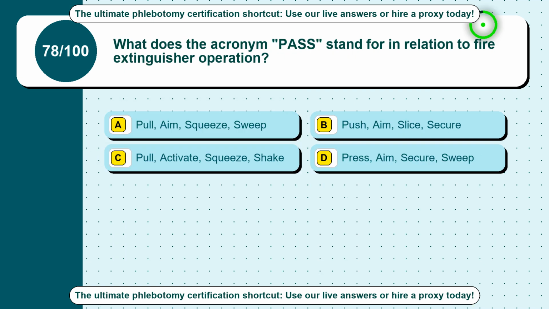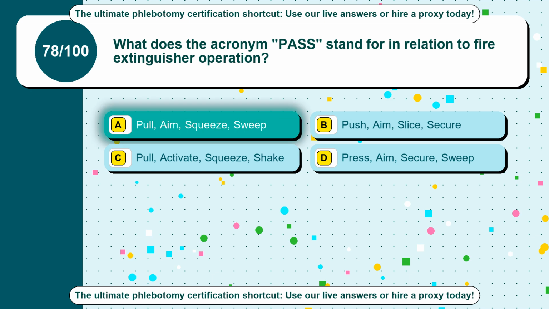Question 78. What does the acronym PASS stand for in relation to fire extinguisher operation? Option A, pull, aim, squeeze, sweep. Option B, push, aim, slice, secure. Option C, pull, activate, squeeze, shake. Option D, press, aim, secure, sweep.